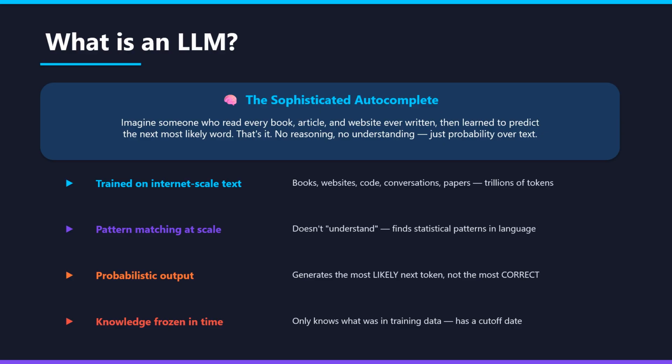Okay, and why does this matter for PMs? Because it explains both the magic and the failures. It explains why LLMs can write beautiful poetry but can't reliably do arithmetic, right? Why they can summarize a 50-page document but might invent a citation that does not exist. The capabilities and limitations both flow from this one insight. Okay, it's predicting likely text, not reasoning about the truth. Okay, keep it in mind.